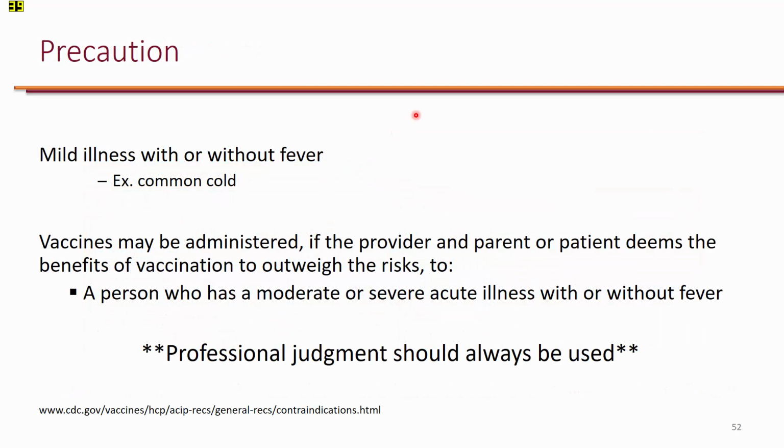And some precautions, so mild illness with or without fever, for example, common cold. Vaccines may be administered if the provider and parent or patient deems the benefit of vaccination to outweigh the risk to a person who has a moderate or severe acute illness with or without fever. Of course, always use professional judgment when it comes to that.